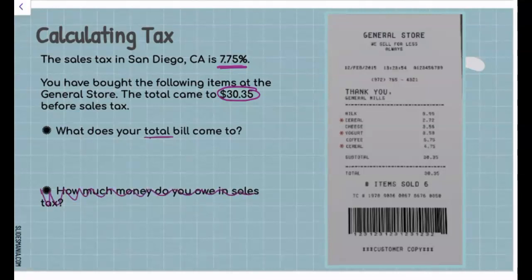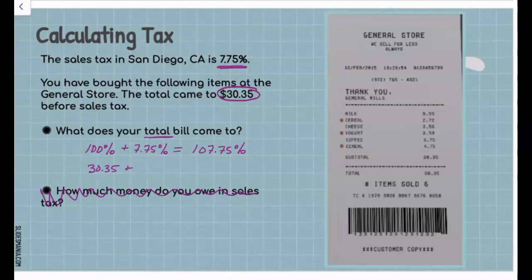So if you have 100% of your bill and you need to add sales tax to it, you're going to add 7.75%. So your bill is $30.35. That's 100% of the bill. And now we need to add the tax to it. I'm not looking for the exact tax right now, so I am looking for 107.75% of this bill. And that will give me the total plus the tax, the subtotal I should say.